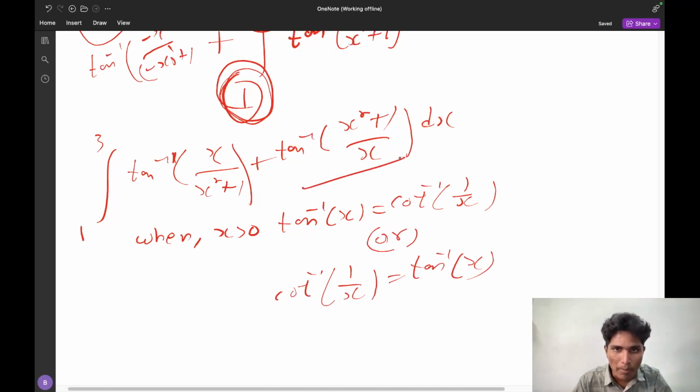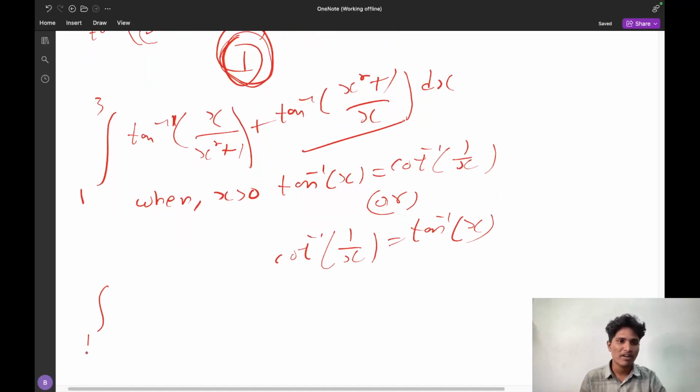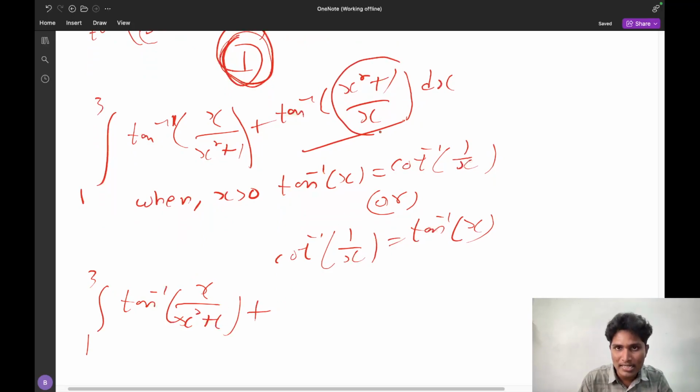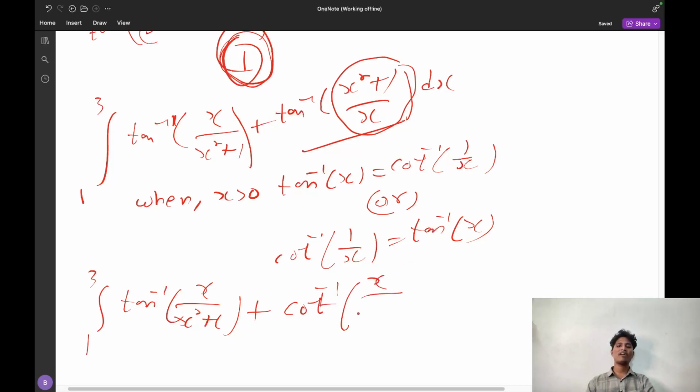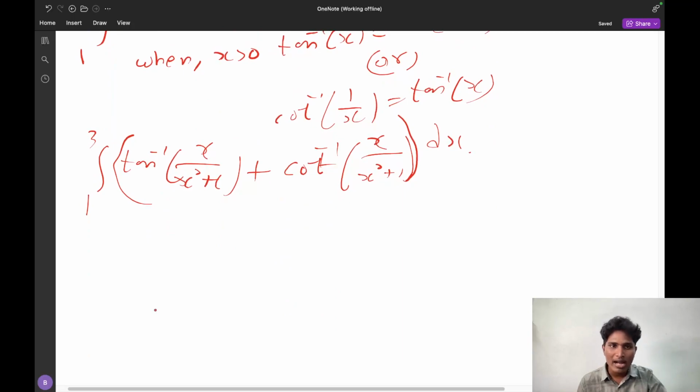So I am using this property and I am going to write this. That is the integral from 1 to 3. Tan inverse x by x square plus 1 is the same, but here I can replace with cot inverse of the reciprocal. What is the reciprocal of (x square plus 1) divided by x? It is x divided by x square plus 1, and the entire thing dx. And we already know one property.